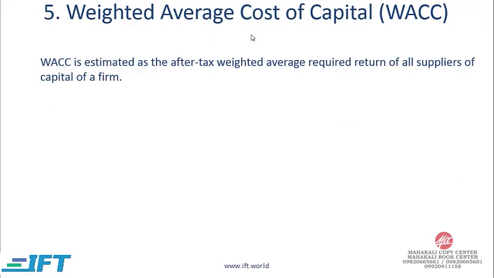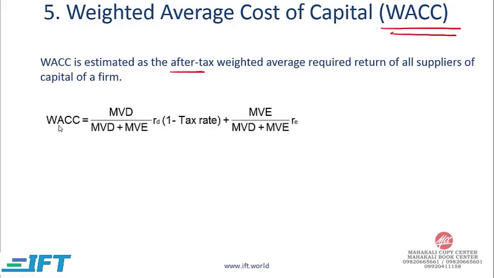Coming now to weighted average cost of capital, and this is something that you've seen several times before. Weighted average cost of capital is estimated as the after-tax weighted average required return of all suppliers of capital of a firm. This is the formula. Assuming simply debt and equity, this is the weightage for debt, the market value of debt divided by the total market value of debt and the total market value of equity, multiplied by the marginal cost of debt.